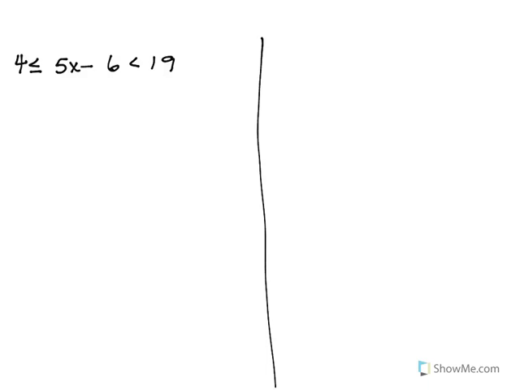Okay, so here we have a compound inequality. This would be considered an and inequality because it's combined together as one, but there's two inequality symbols here. So 5x minus 6 must be greater than or equal to 4, and 5x minus 6 must be less than 19. So we work this problem, we are solving still.